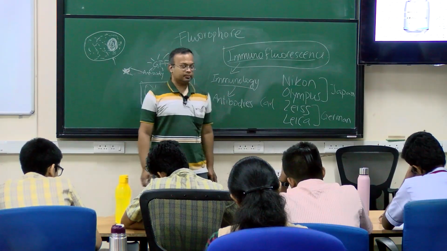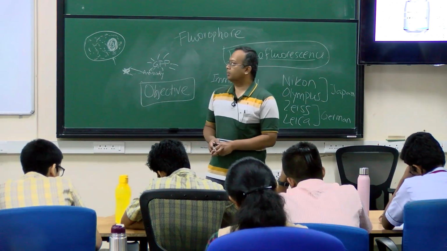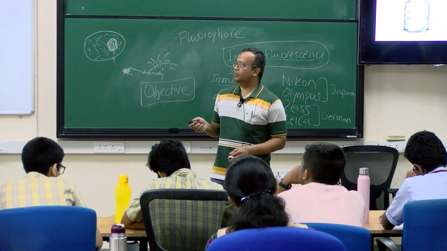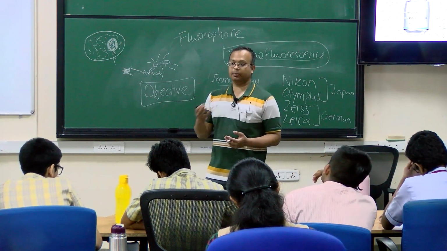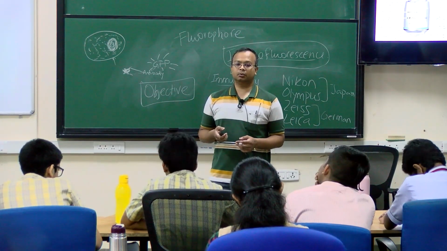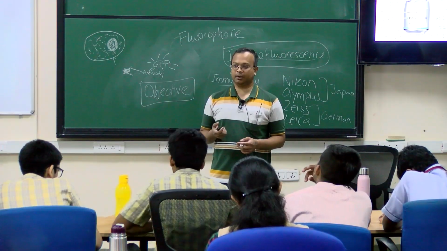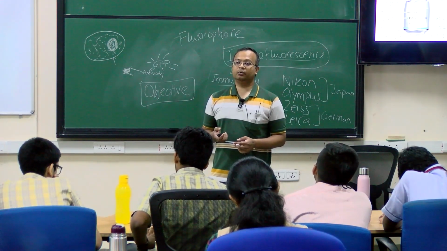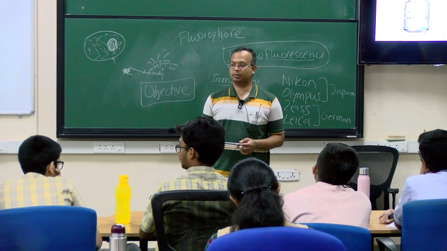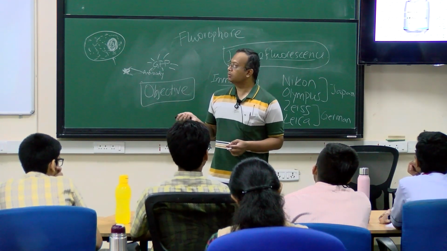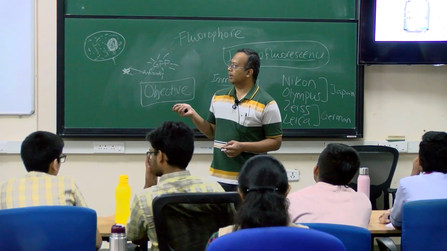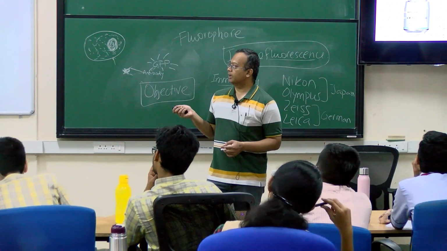Whenever you buy a microscope, you will need to buy this kind of objectives, depending upon what kind of sample you want to see. If you want to see human cells, then maybe you need 20x, 40x, or 60x. If you are seeing bacteria, then you definitely need 100x. According to that, you have to buy these objectives, and they will come with the name of the brand and the magnification.